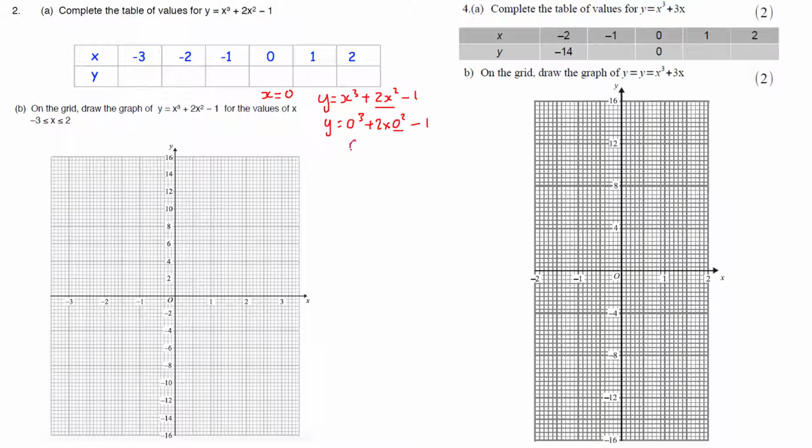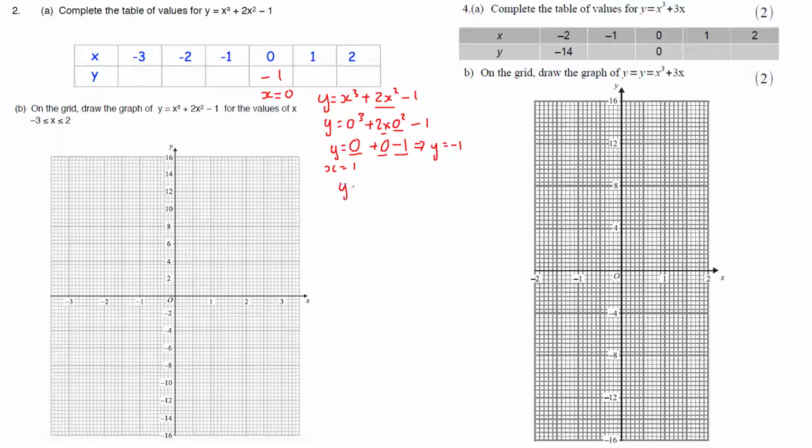So 0 cubed is 0. Then you've got to do the times first. But 0 squared, 0 times 0, is 0. Times 2, 2 times anything is 0. So that becomes 0 minus 1. Work that out, and then you might see why I did the table. You do term by term, add each term together, and you will get y equals minus 1. That's minus 1 there. Now try it for x equals 1.